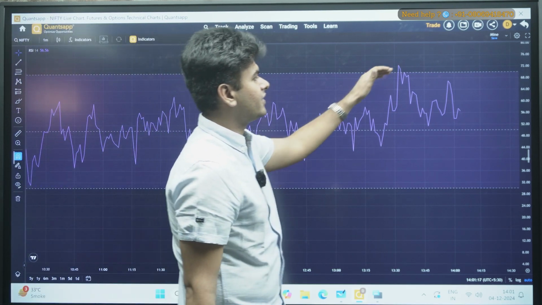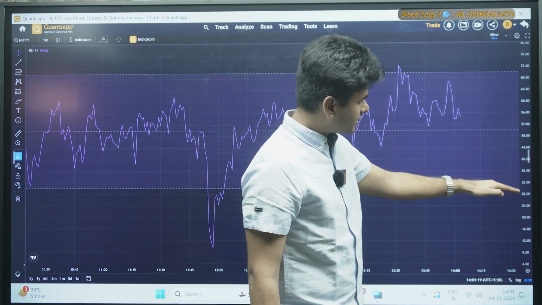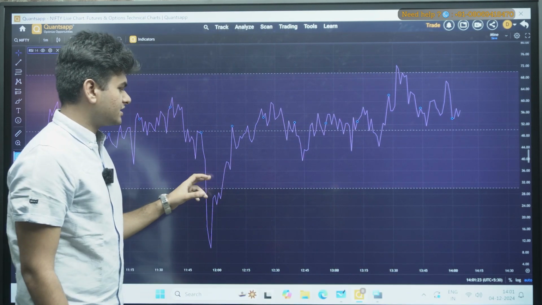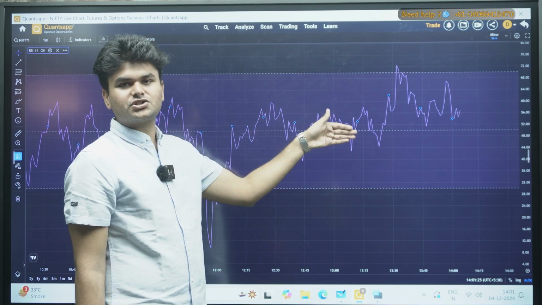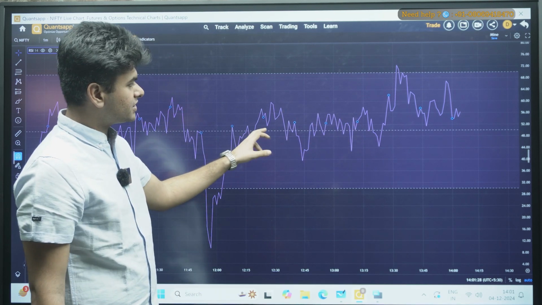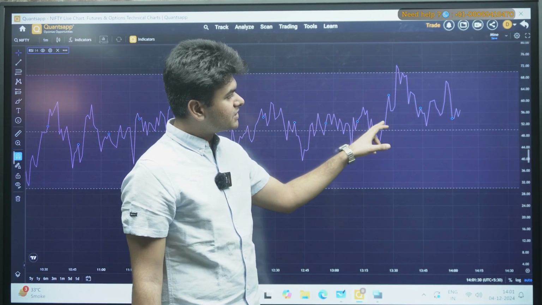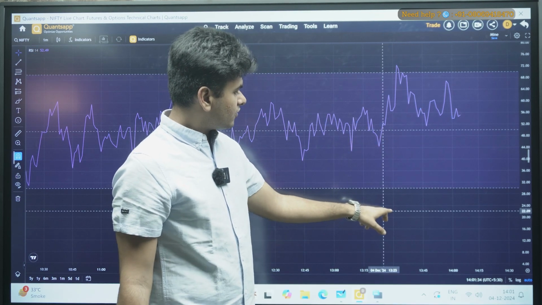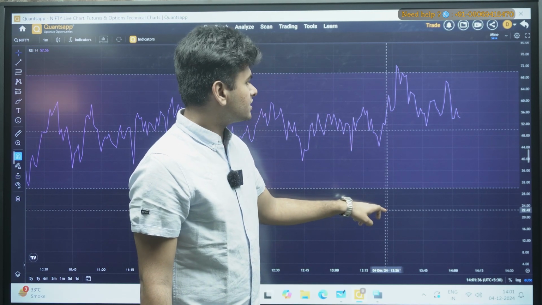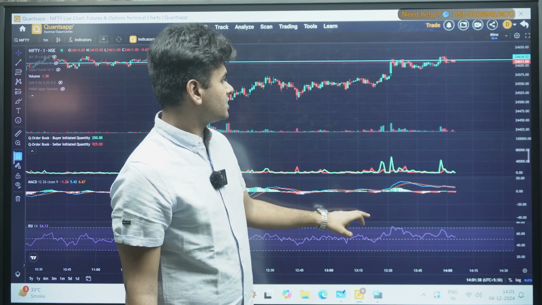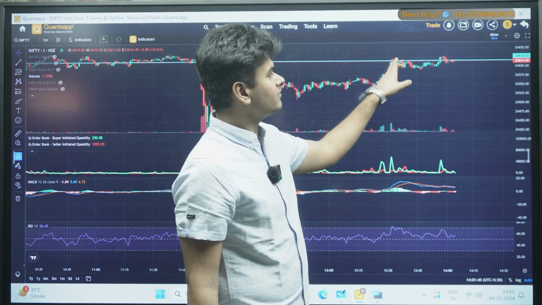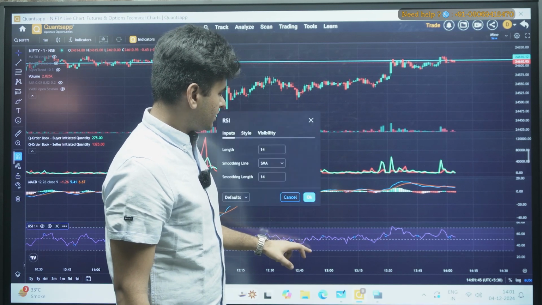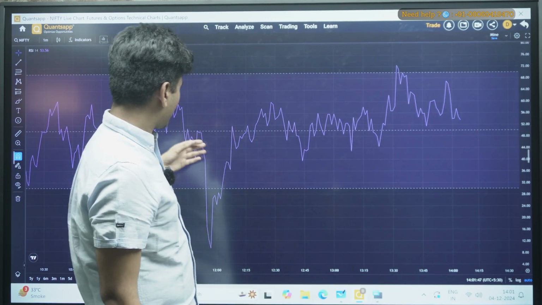As I said, 70 is the higher parameter and 30 is the lower parameter. The RSI is showing you where the particular strength lies. Whenever you see the strength above 50, that means some kind of momentum is coming. So you can see at around 130, there was a momentum coming. As you can see in the chart also, there was a momentum coming in the particular testing. Similarly, again, you can see the strength is falling here.